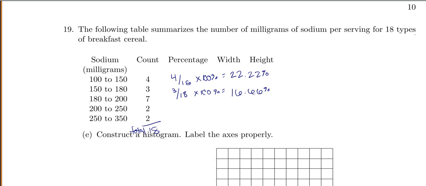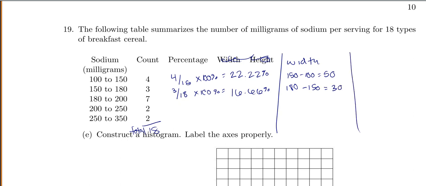Okay, now that we have the percentage, how do we find the width and the height? Let me make my columns a little bit bigger here. That was my percentage. Let's find our width. For the width, you always subtract. So you go from 100 to 150, and 150 minus 100 gives me a width of 50. My next category goes from 150 to 180, so we subtract that and we have a width of 30. So that's how you do width.